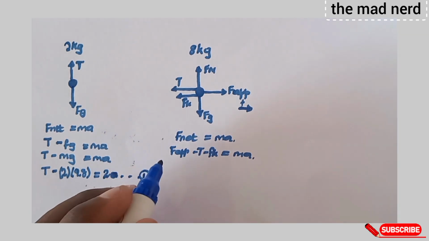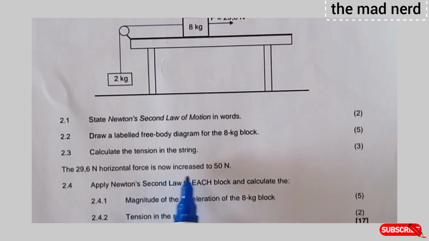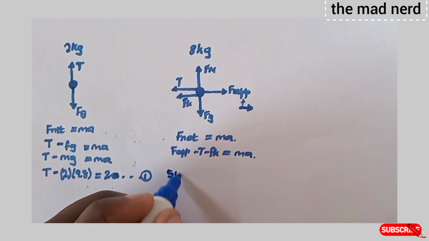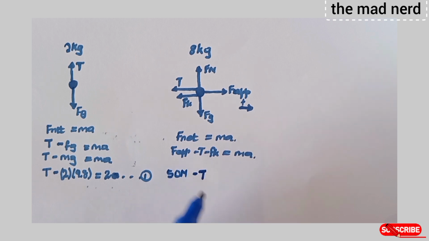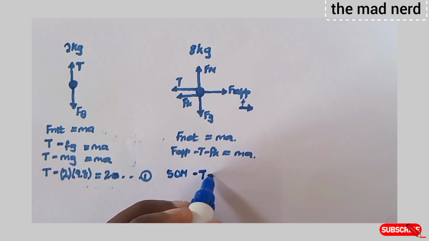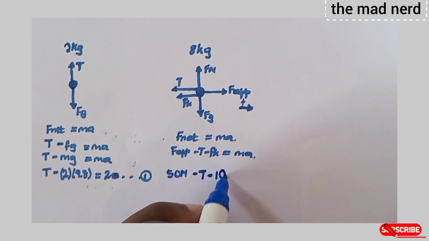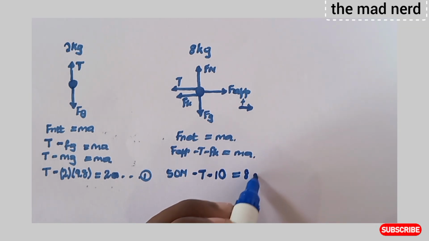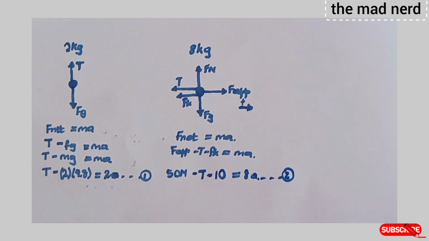And then the applied force, now they increased the applied force. Remember, they say it is now increased to 50 newtons. So 50 newtons minus T, because we don't have a T, minus the friction, which doesn't change. It's still 10 newtons, and it's equal to m. Now here it is 8, and the acceleration is what we want. So this one should be our equation 2.